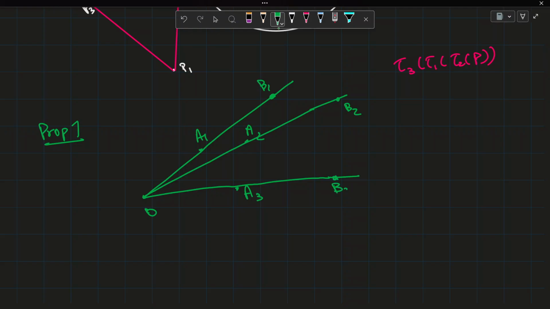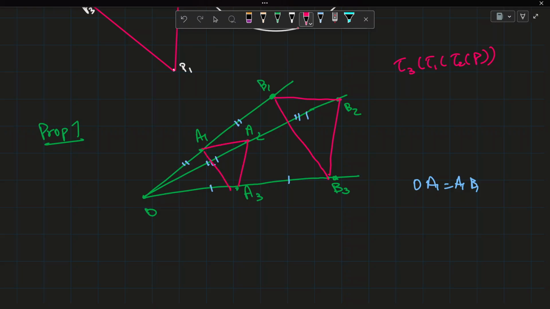And how are these points constructed? Basically, these points are constructed such that these two line segments are equal, these two are equal, and these two are equal. So basically, OA1 equals A1B1 and so on for all three points. Then a very clear observation, which maybe most of you will see, is that this triangle is similar to this triangle.